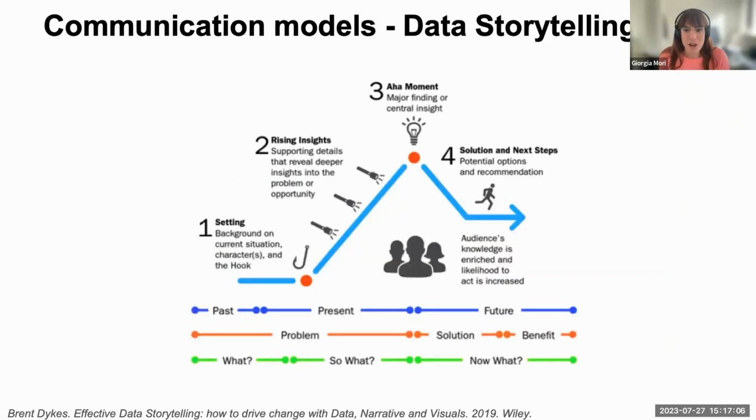The what, so what, now what is only one of the many communication models that are implemented by businesses. Some other models are called problem, solution, benefit, or past, present, future. They're all more or less the same. And we have this data storytelling arc that fits very well with any of these models. Within the storytelling arc, you start with explaining your current situation, what's called the hook. And then you provide supporting details that eventually reveal your major finding. And then you provide your audience with your recommendations.